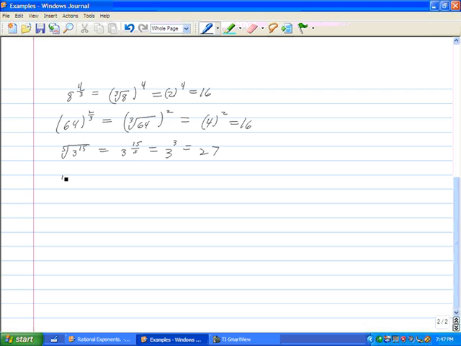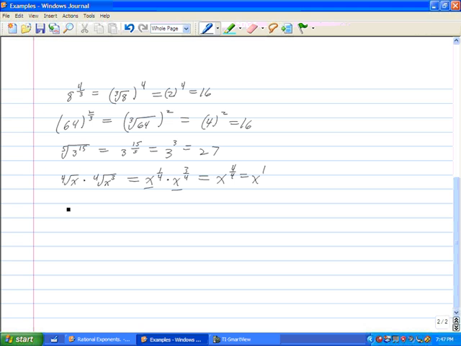If I had the 4th root of x times the 4th root of x cubed, I could rewrite them both. This is an x to the 1/4 times an x to the 3/4. Again, when we multiply like bases, we just add the powers. 1/4 and 3/4 is 4/4, so we get an x to the 1st.